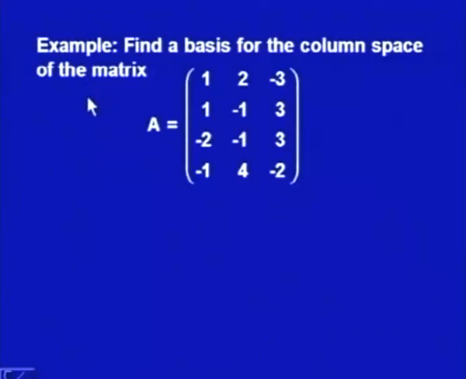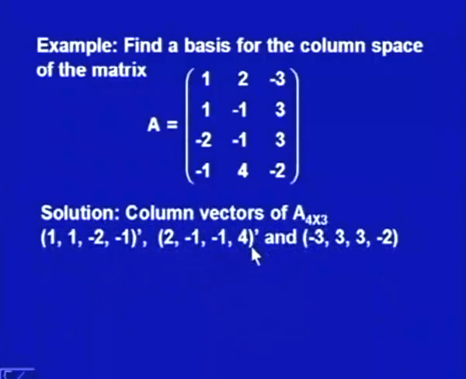So, I am just trying to illustrate what I have just described. We have a matrix with 4 rows and 3 columns, and we have to find the basis for the column space. Now, this has 3 column vectors. The first vector is 1, 2, 1, 1, minus 2, minus 1. The second one is 2, minus 1, minus 1, 4, minus 3, 3, 3 and minus 2. This will generate a vector space. So, what will be its basis? Let us find out the basis for this matrix.